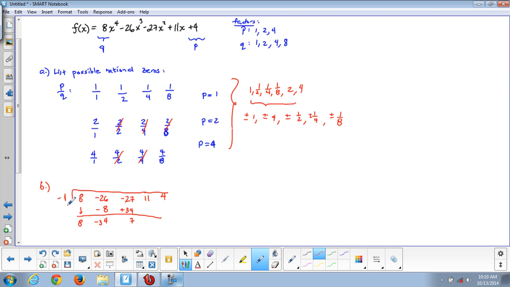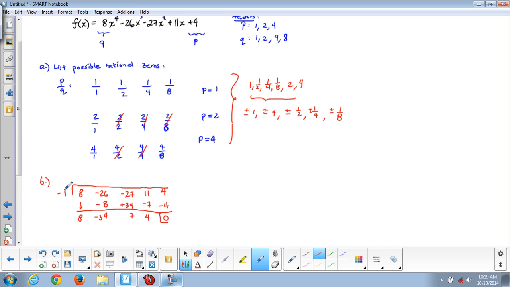Positive 7. Negative 1 times 7, I get negative 7. I add these two, I end up with positive 4. Negative 1 times 4 is going to yield us our negative 4, and here we do get a remainder of 0. Okay. So right here what we actually have is that this one is one of the factors.